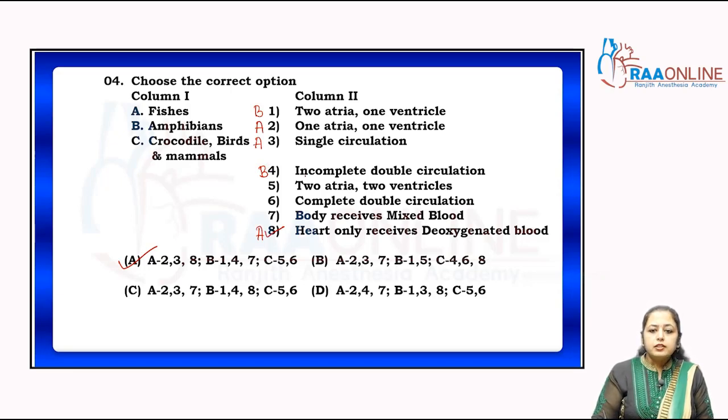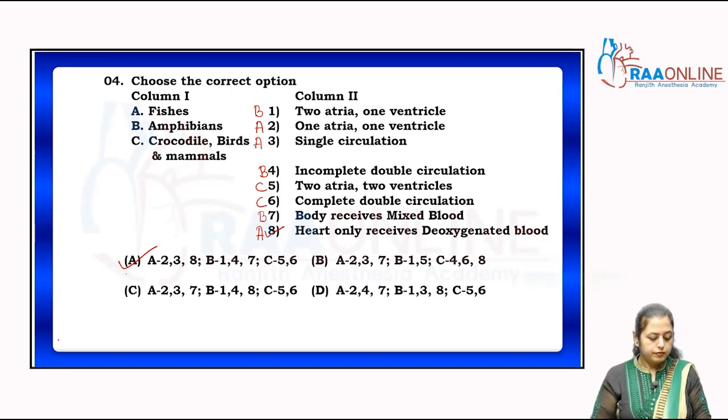Clear? And 2 atria 2 ventricle, no. Complete double circuit, no. Body receives mixed blood, exactly, body receives mixed blood, right? So it is related with the amphibians. Then crocodile, birds and mammals, they have the 4 chambered heart, that is 2 atria 2 ventricle, exactly. Complete double circuit circulation, exactly. So now the answer is A. Clear?